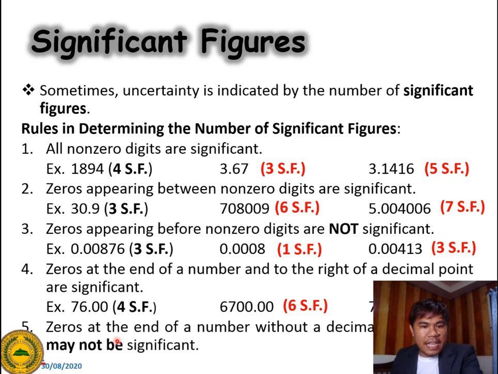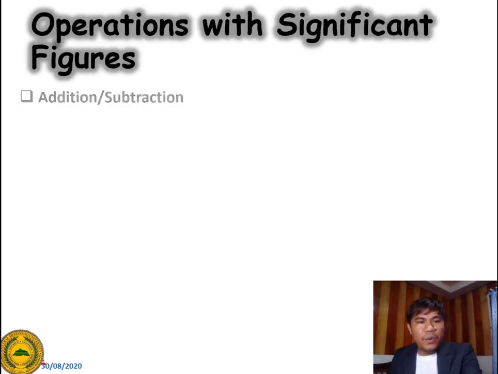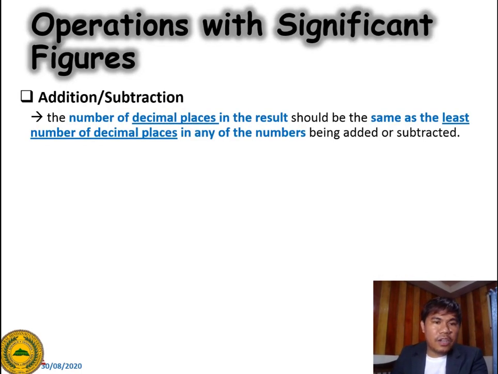For the last one, zeros at the end of a number without a decimal point may or may not be significant. So it depends. So that's significant figures. I think all you need to do is remember the following examples and these rules. So we apply those concepts that we've learned about significant figures.